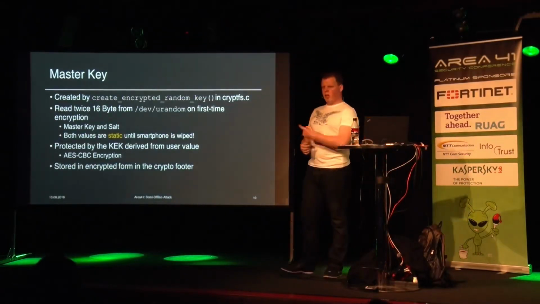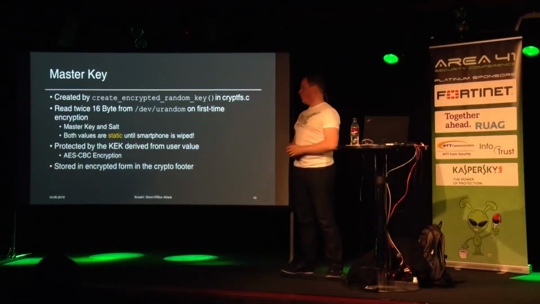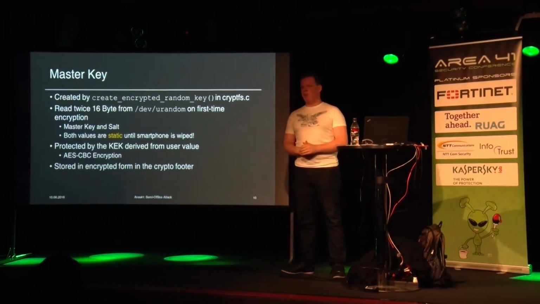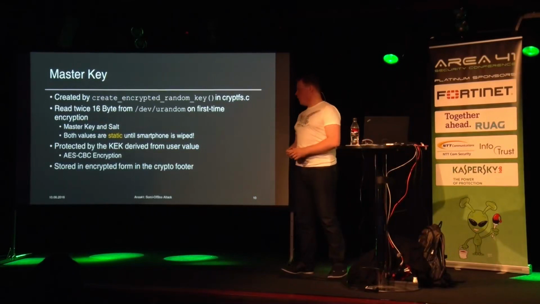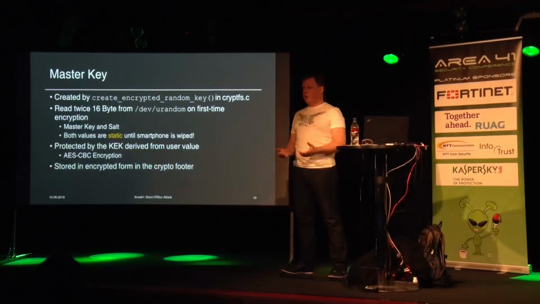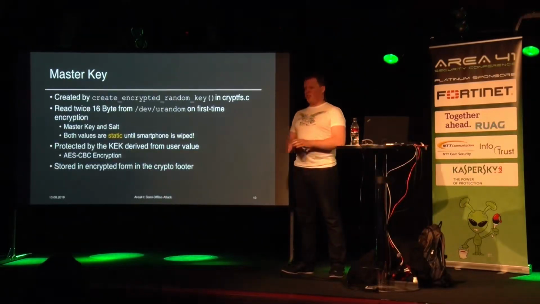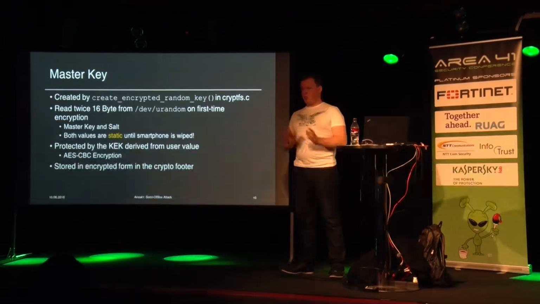Probably one of the most important things, the master key. In Android, the master key is generated with that function, in cryptfs.c. That source code file, if you ever want to have a look at Android full disk encryption, start there. It's sort of where everything happens, more or less, or everything else is called. What this function does is pretty simple. It reads from /dev/urandom twice 16 bytes, which is 128 bits. Those values are static. If you don't wipe your phone, those values stay with your phone.